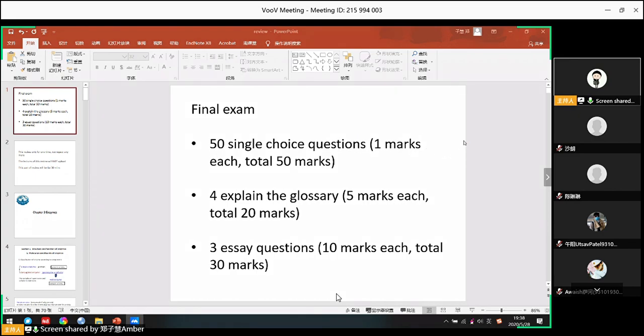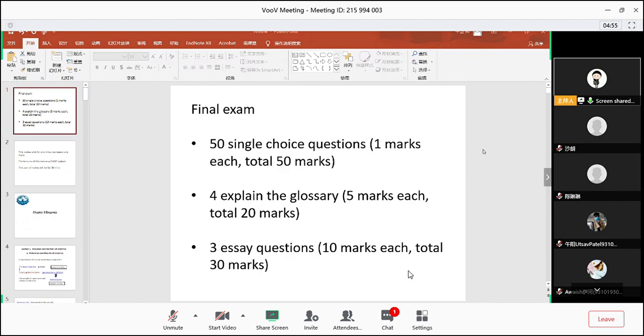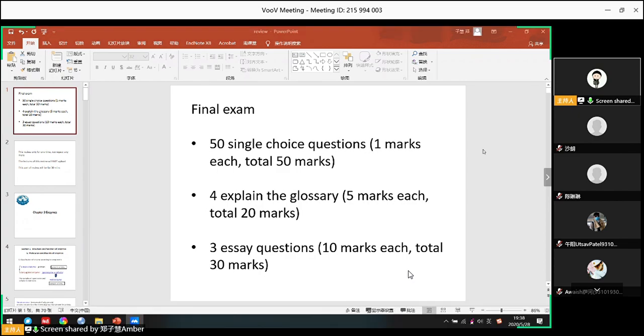For the final exam, you will have 100 marks for the exam paper. It includes 50 single choice questions, 1 mark each. And you will have 4 glossary questions. I will give you one item and you will explain what this glossary means. You will have 4 questions, 5 marks each. The third part is the essay question. You will write the answers following the questions as much as possible, and you will have 3 essay questions, 10 marks each.